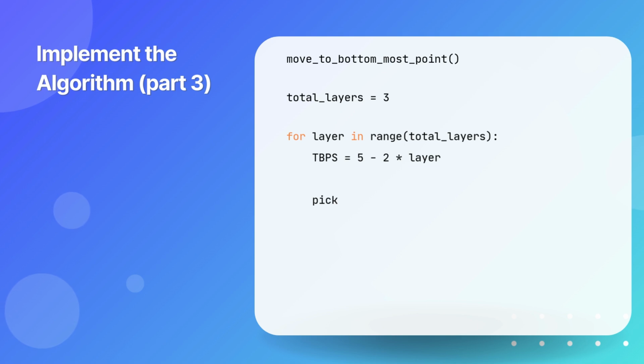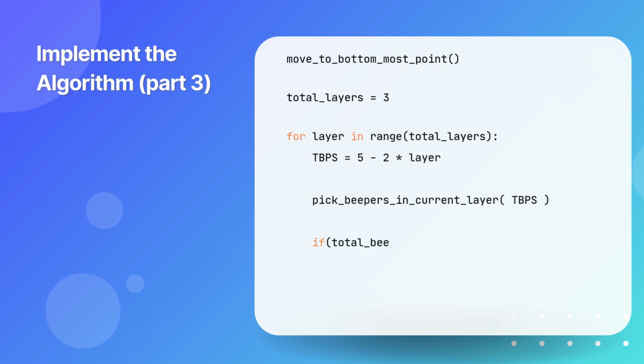The number of beepers per side is calculated using the formula 5 minus 2 times the layer index, where the outer layer has 5 beepers per side, the middle layer has 3, and the inner layer has 1. After finishing each layer, if the robot is not in the innermost layer, it moves to the next layer by calling move_to_the_next_layer. The loop continues until all 3 layers are processed, and the robot has picked all the beepers in the world.